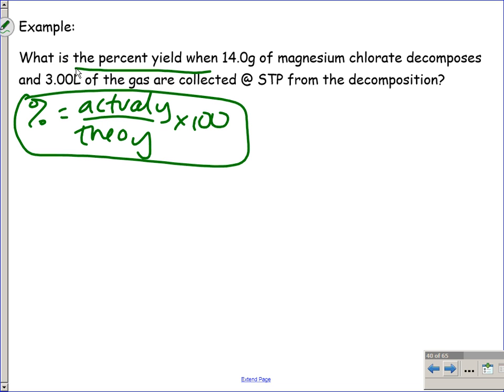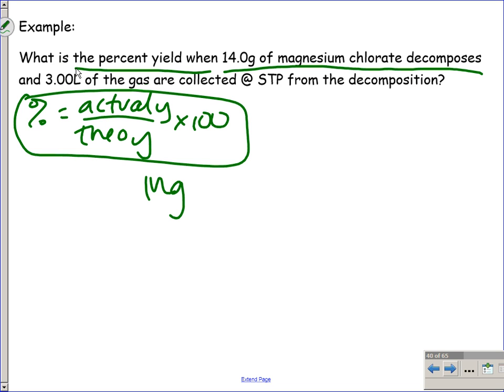When 14 grams of magnesium chlorate decomposes, 3 liters of the gas are collected at STP from the decomposition. Too much information at once, so break it down. When 14 grams of magnesium chlorate decomposes, what does this mean you're going to have to do? Decompose magnesium chlorate. How do metal chlorates decompose? Oxygen and metal chloride. You've memorized your decomposition reactions. I'm going to do that first before I even do the math.